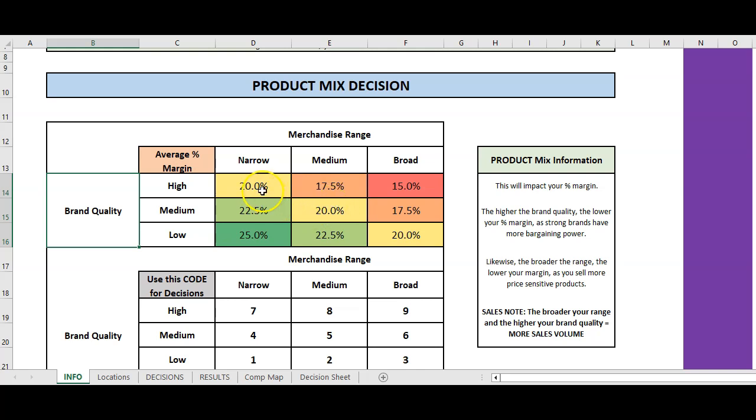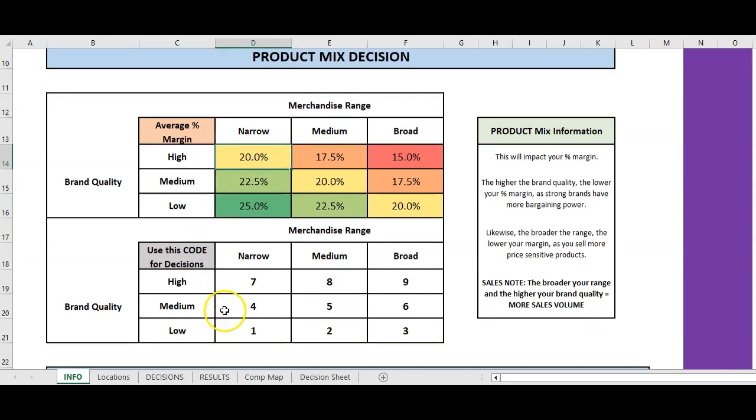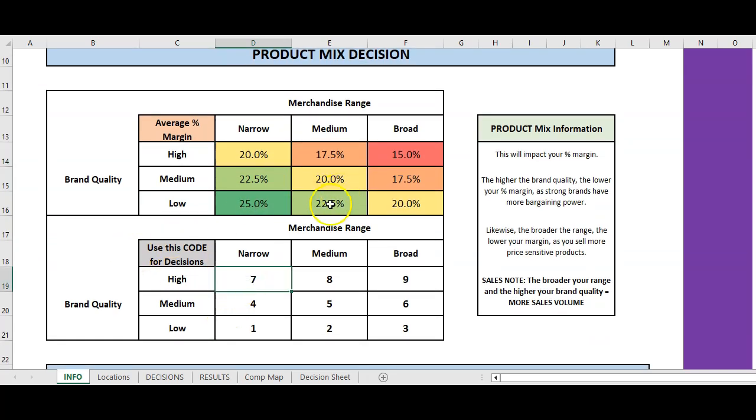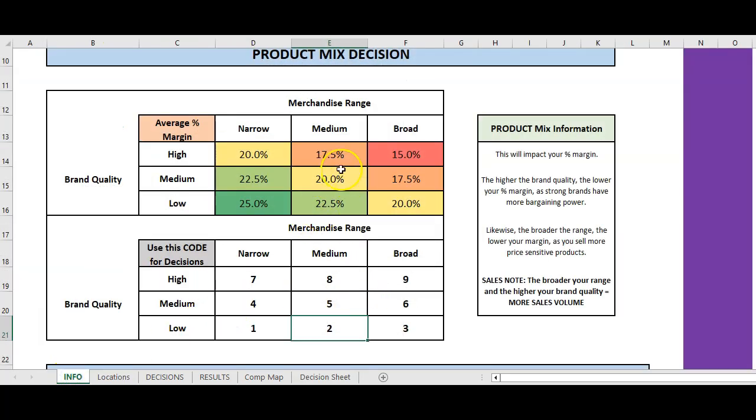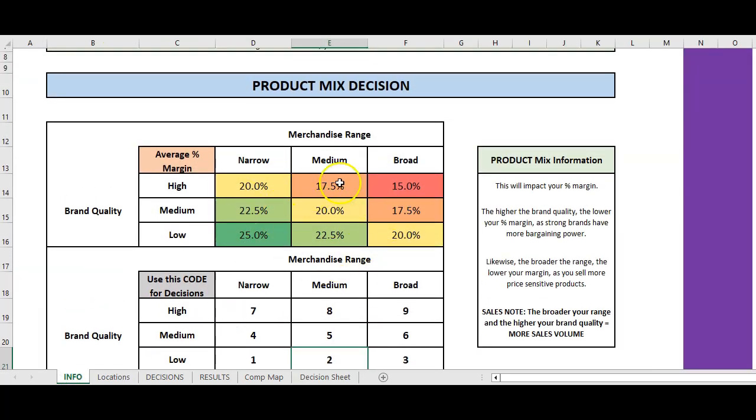So if we wanted to pick that one, we come down here and that's box number 7. If we wanted to pick medium and low, that's box number 2. That's the code that you enter if we come back to the decision sheet. So it's 1 to 9. We entered 2 or 5 or whatever you decided upon. This one impacts margins, and there are some notes here along the way.